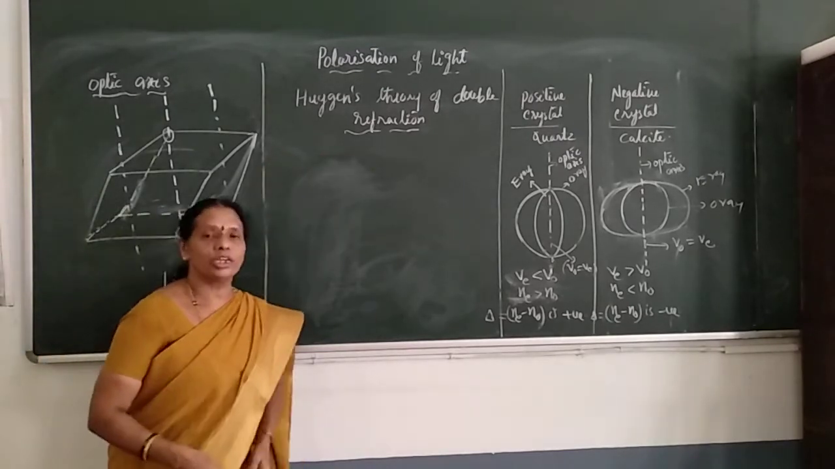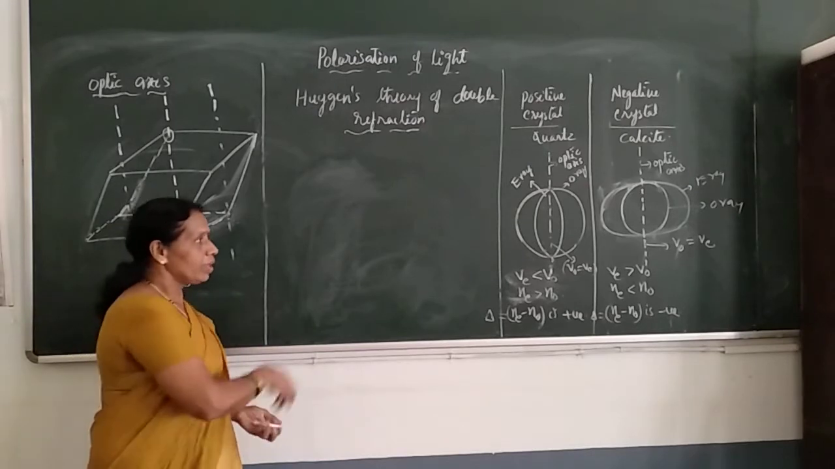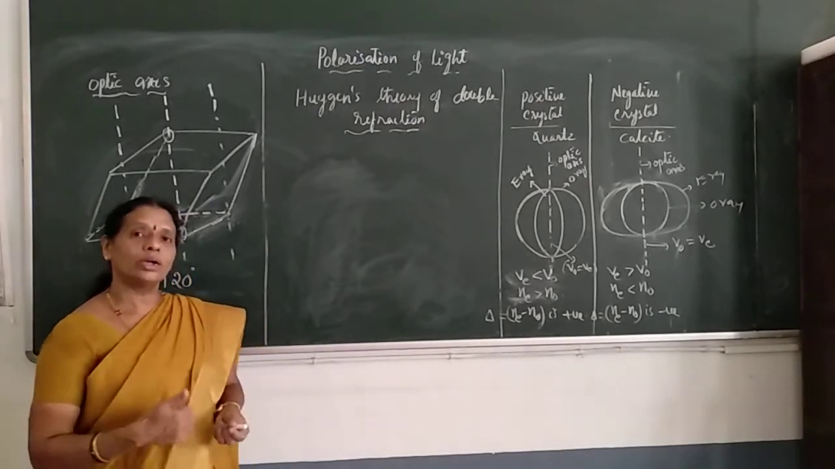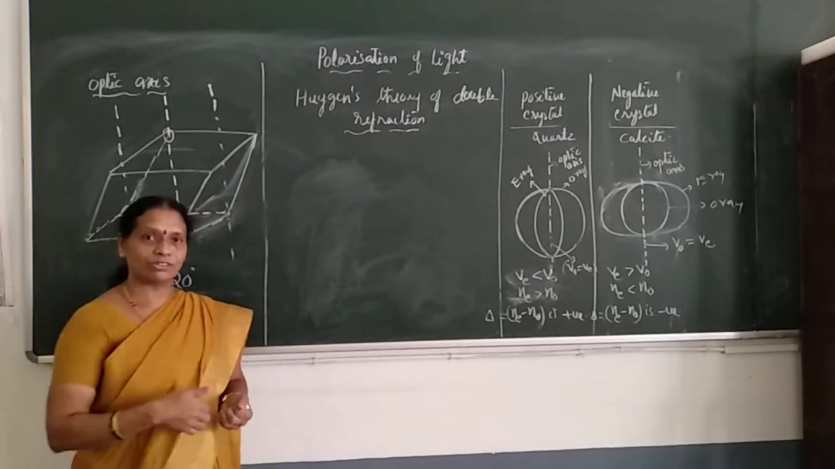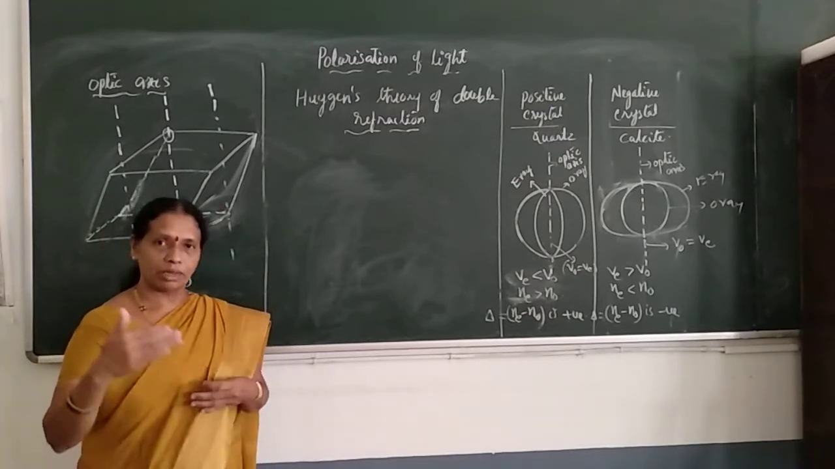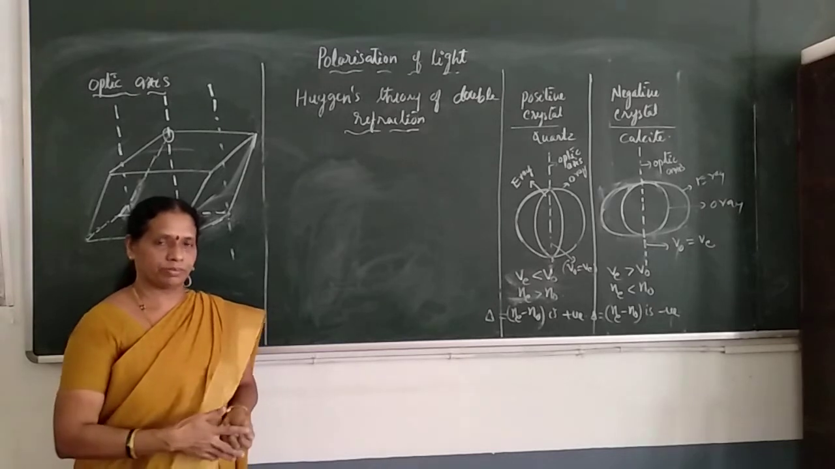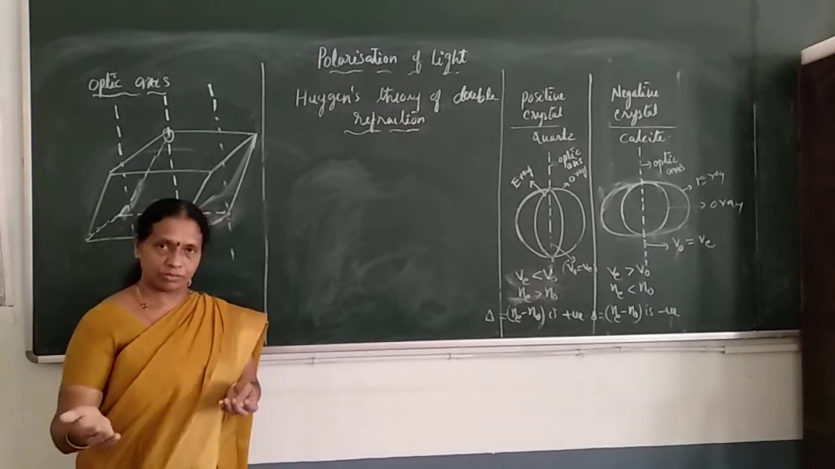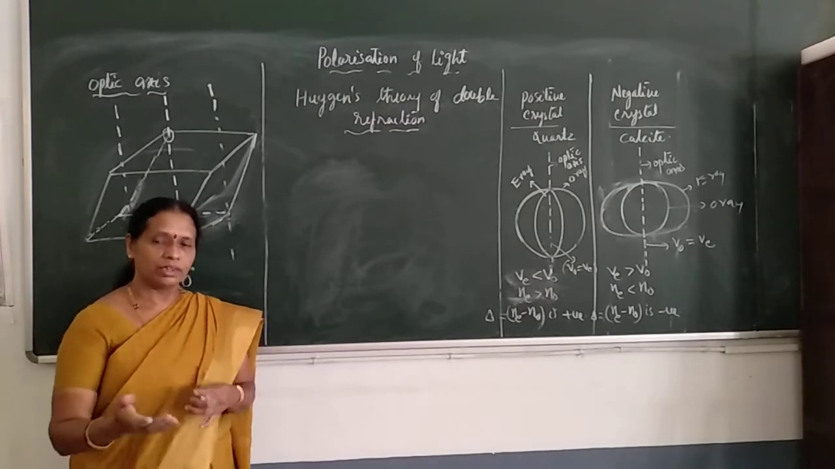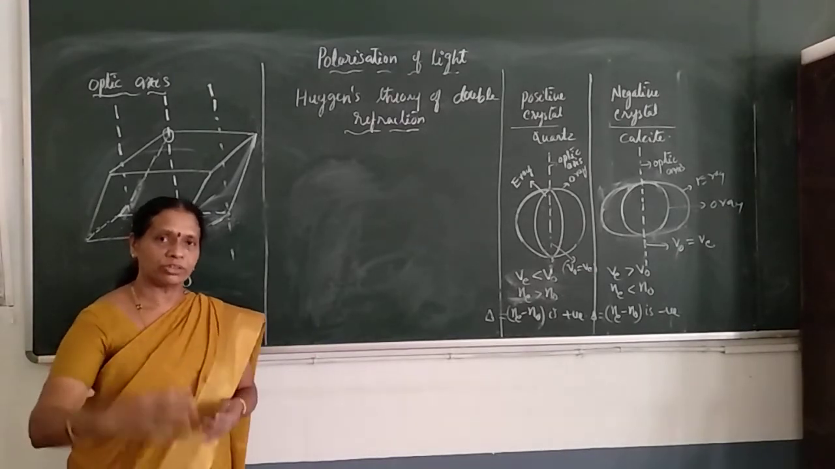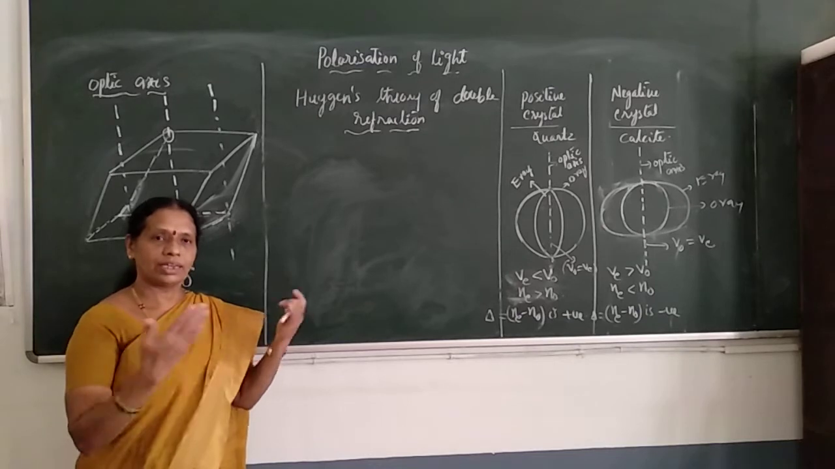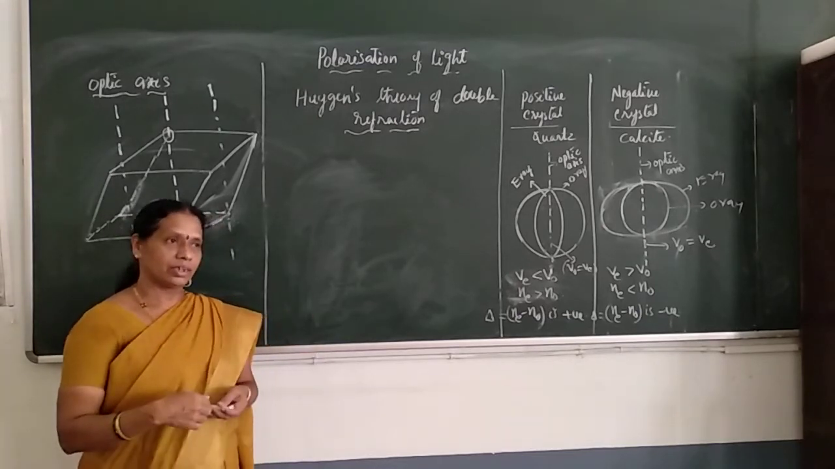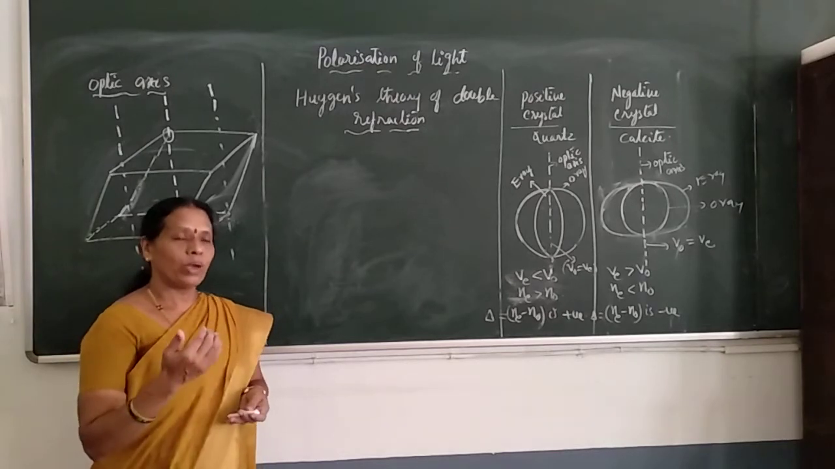Now, Huygens' theory of double refraction. The double refraction phenomenon is explained by Huygens by applying his wave theory. According to Huygens' wave theory, light spreads out in the medium in the form of waves. To explain the spreading of light in the form of waves, Huygens assumed the wave nature for light, and to explain phenomena like interference, diffraction and polarization, he considered the wave theory.